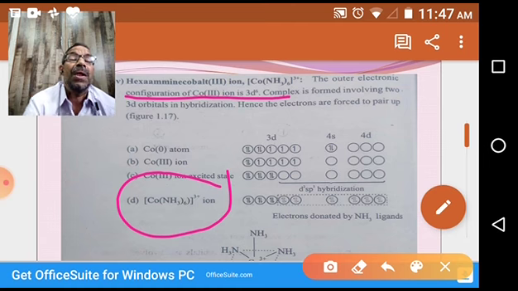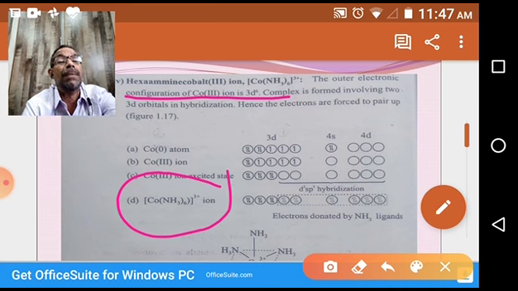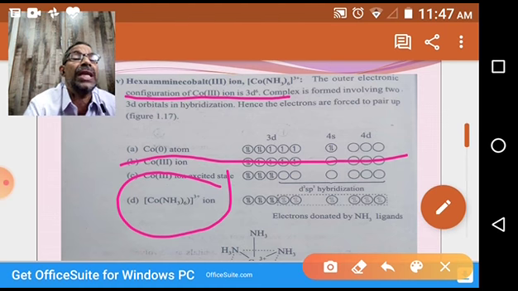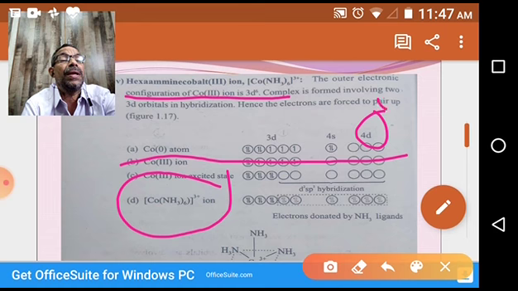We know that, as per valence bond theory, the central metal atom has to form coordination bonds with 6 ligands. That means it has to provide 6 vacant orbitals for hybridization. The central metal atom is cobalt. Cobalt in the 0 state has the electronic configuration 4s2 3d7, cobalt being 27, with 4p0 4d0. This is not 4d, it is 4p.